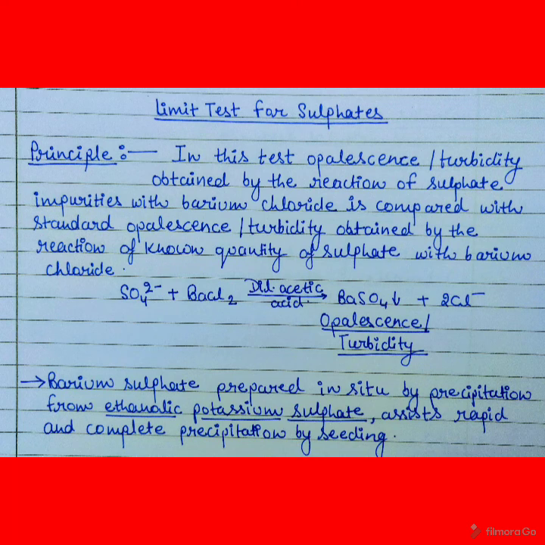In this test, opalescence or turbidity obtained by the reaction of the sulfate impurities with barium chloride is compared with standard opalescence or turbidity obtained by the reaction of a known quantity of sulfate with barium chloride. Barium sulfate is prepared in situ by precipitation from ethanolic potassium sulfate, assisted by rapid and complete precipitation by seeding.